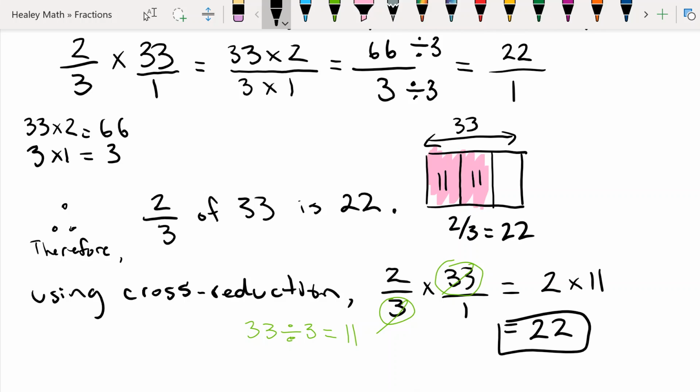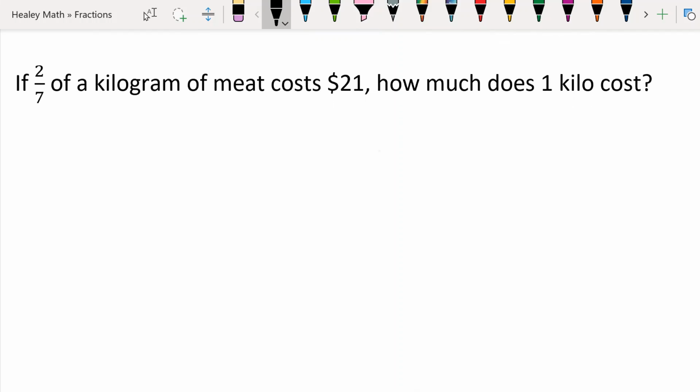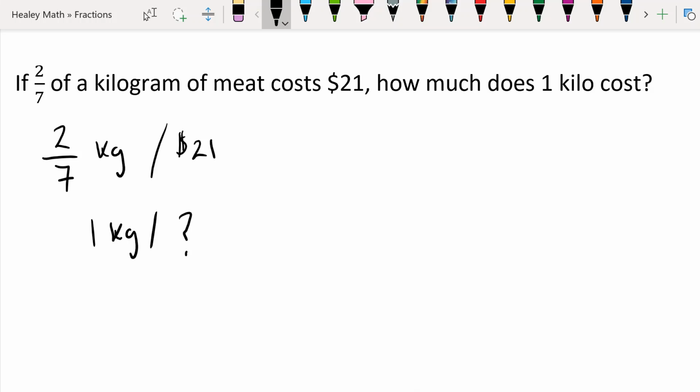Let's look at a more challenging question here. Perhaps we have the question: if 2/7 of a kilogram of meat costs $21, how much does an entire kilogram cost? So we know that 2/7 of a kilogram costs $21. And we want to know how much 1 kilogram is going to cost.